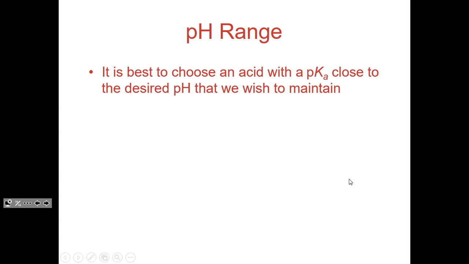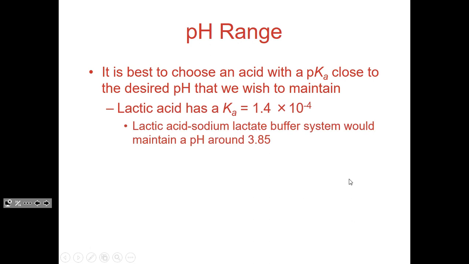So how do you choose an appropriate buffer system to protect a specific pH? Well, you've got to look at the Kas and what their pKas would be. So in the case of lactic acid with a Ka of 1.4 times 10 to the negative fourth, the negative log of that would be 3.85. So 3.85 plus or minus 1, I can protect with a lactic acid sodium lactate buffer system.